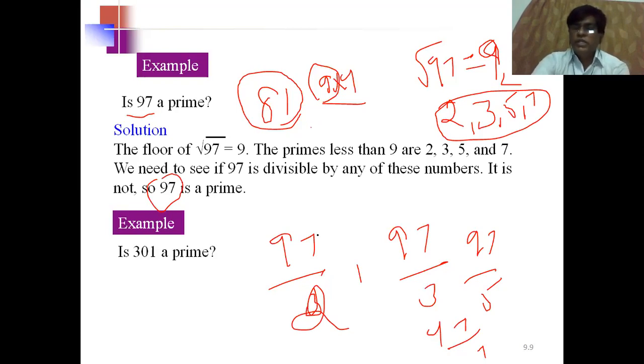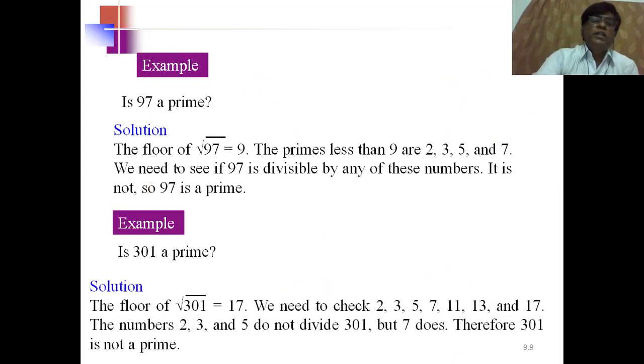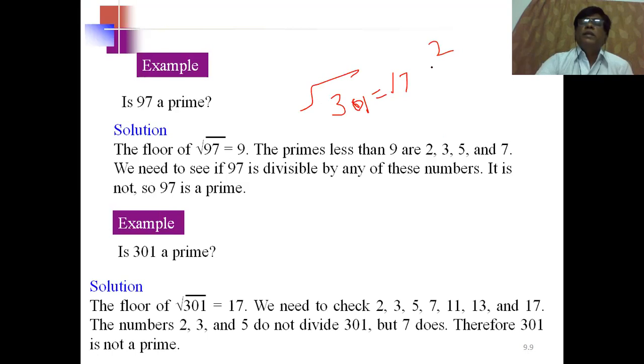Another example is to check whether 301 is prime or not. So the floor of the square root of 301 is equal to 17. That's why, what are the primes under 17? 2, 3, 5, 7, 11, 13, and 17.